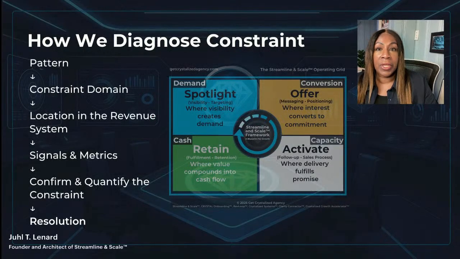Now, how we diagnose the constraint. First, we look at the pattern. The pattern tells us where in the revenue system the work is happening. In this case, we're working on the demand domain, and the work for that happens in Spotlight. Once we locate it, we look at the signals and metrics aligned with the work in that area, and then we confirm the constraint. Once we confirm the constraint, then we resolve it.